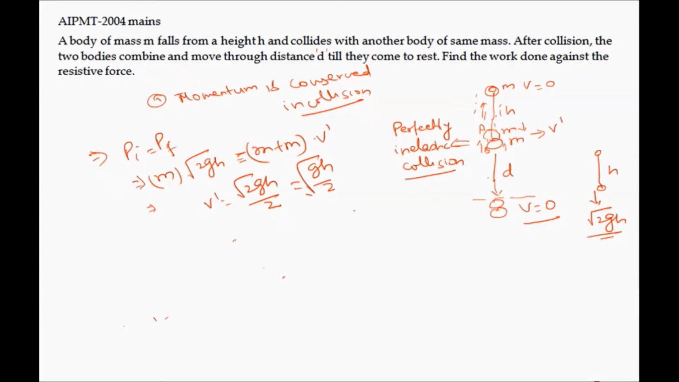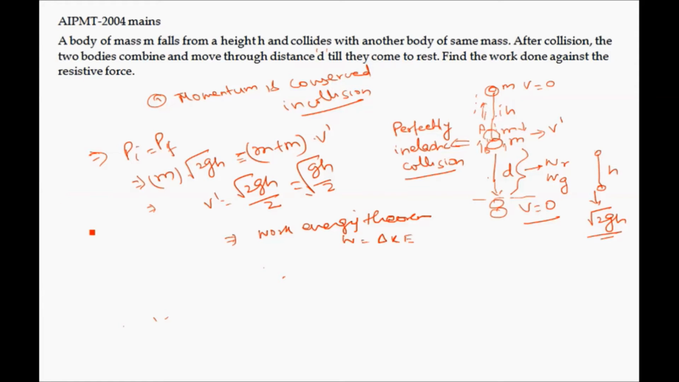Now calculate the work done against the resistive force. We first apply the work energy theorem and then we get the answer. As per the work energy theorem, the work done by all forces is equal to the change in kinetic energy. So W is equal to delta K. If we consider this part of the motion, the work done is due to the resistive force and due to the gravitational force.